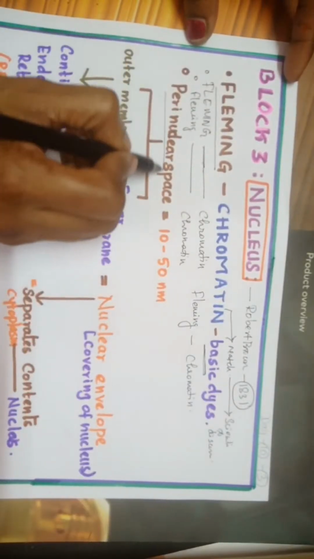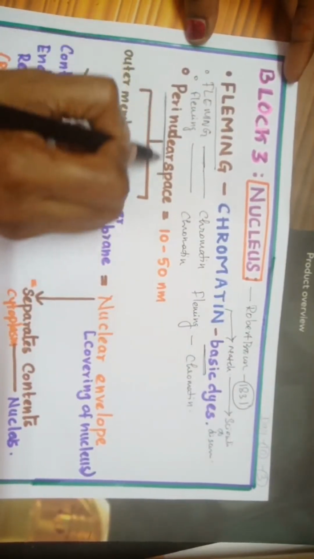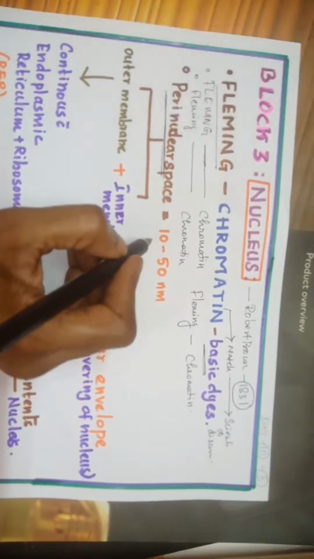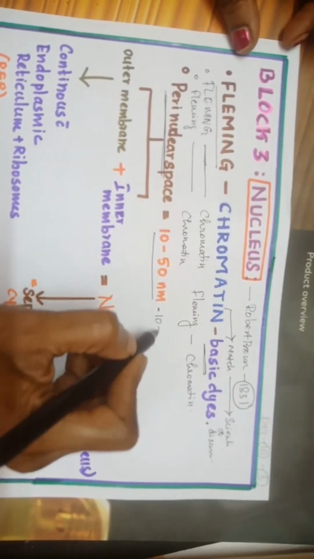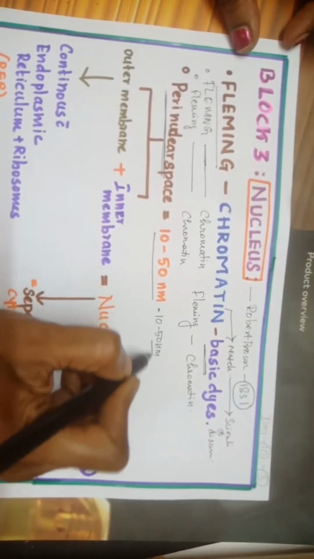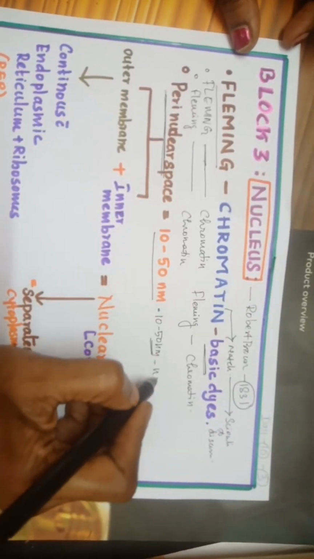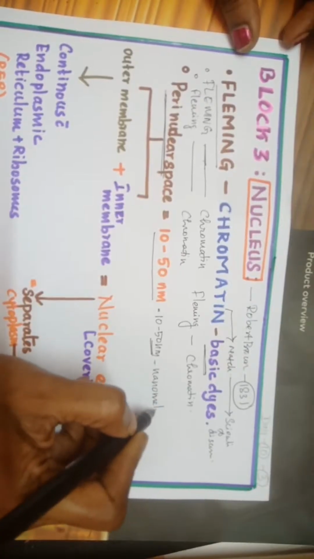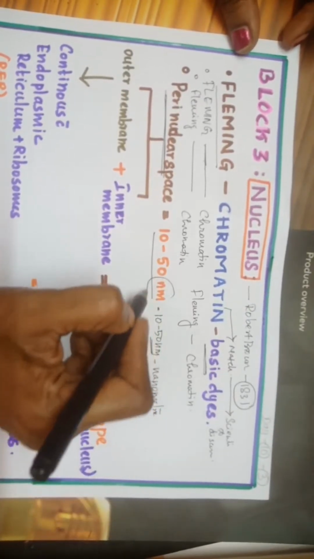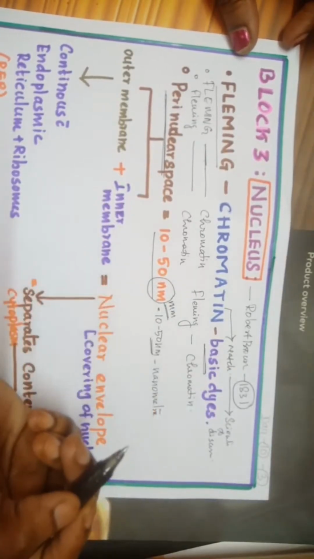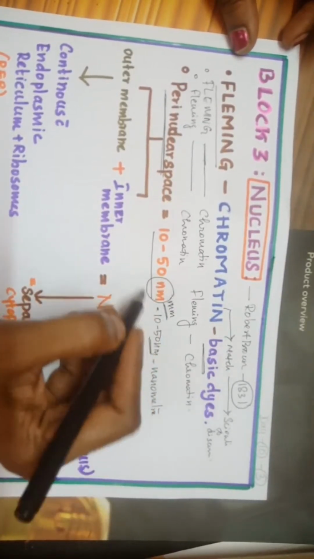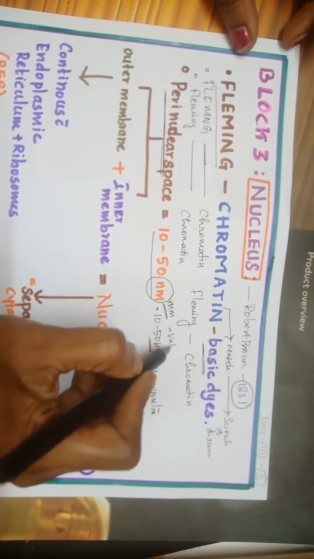Next is the perinuclear space. What is the value of the perinuclear space? You have to look for 10 to 50 nm. This is the code word. What does nm stand for? Nanometer. Here they can make a trap. They can give you mm. So be relaxed when choosing the values in the exam.